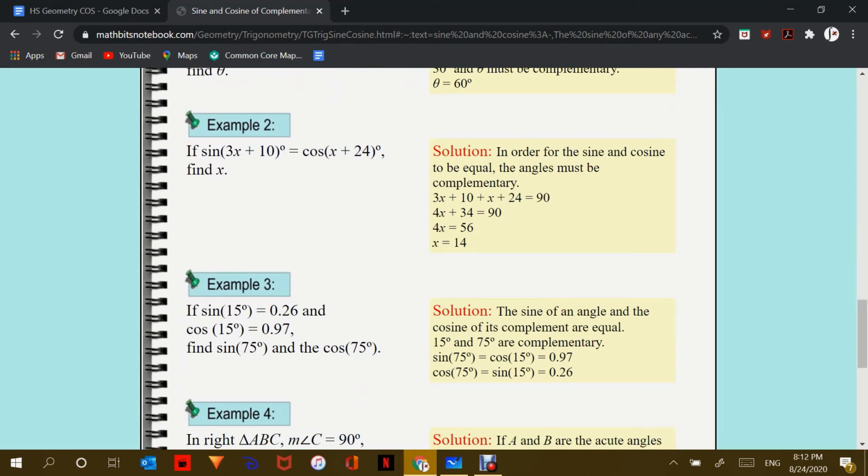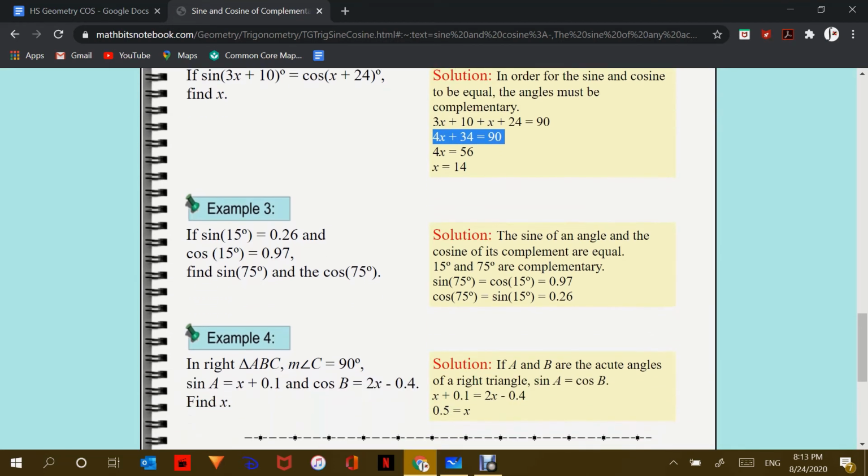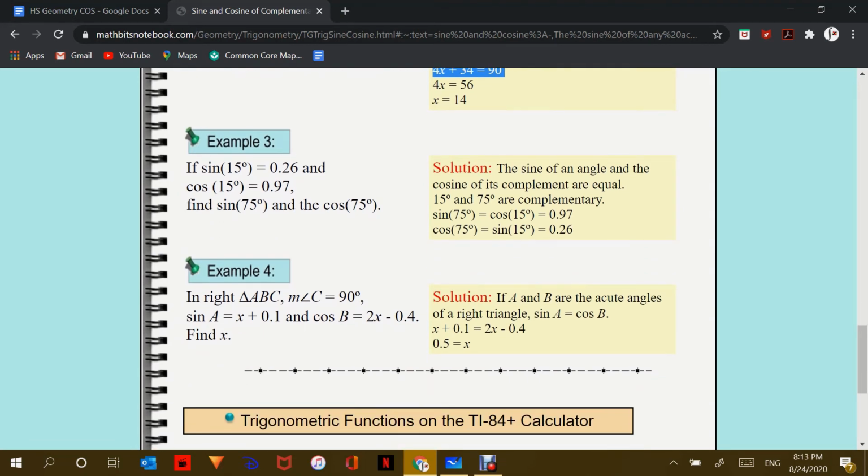Example 2: if sine of 3x plus 4 is equal to cosine of x plus 24, find x. Again, we know that sine of this value is equal to cosine of this value, so we can substitute in 3x plus 4 as A and x plus 24 as B. We get that sine of A is equal to cosine of B, and knowing that, A and B are both acute, so A plus B is equal to 90. Substitute in the values of A and B, add these up, combine like terms, subtract 34 and divide by 4, getting x is equal to 14.